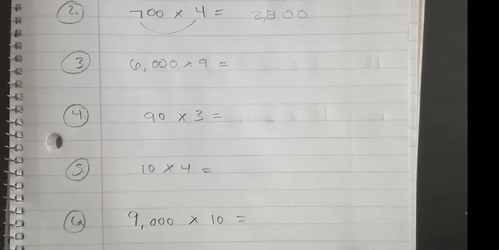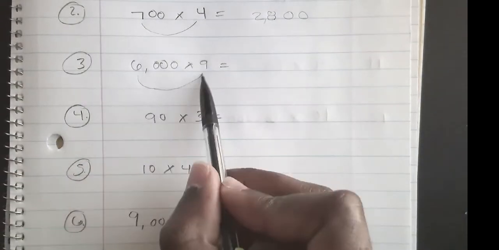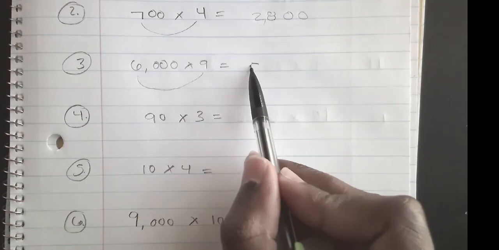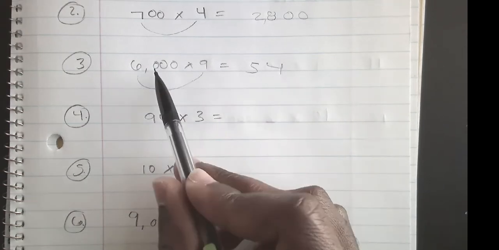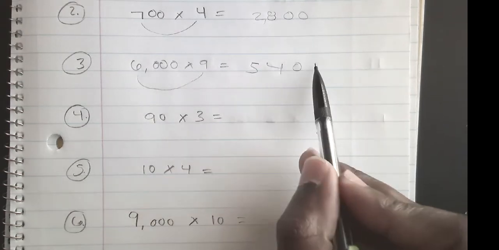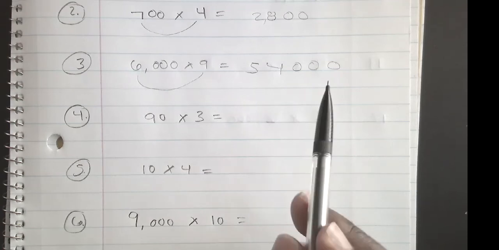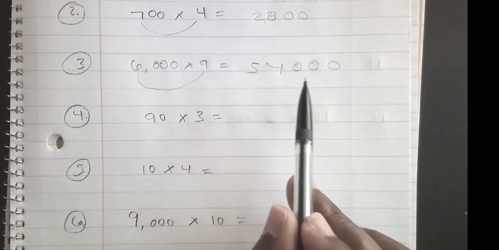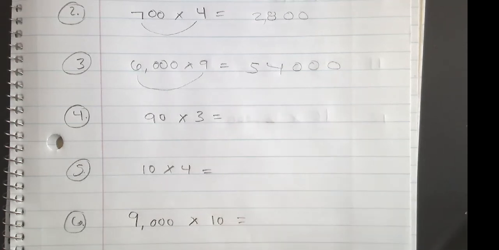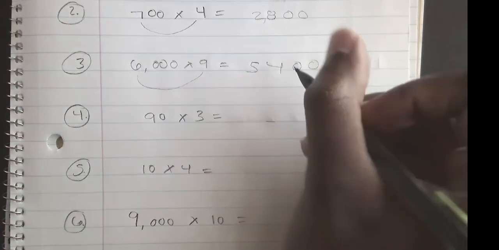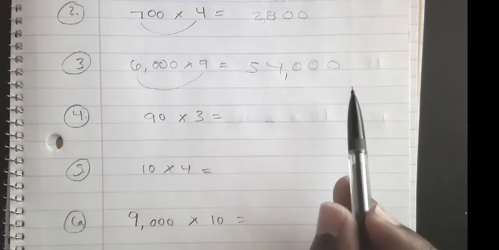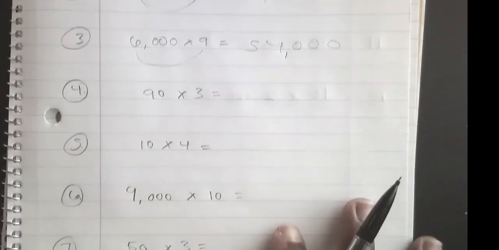Number 3, we have 6,000 times 9. So 6 times 9 we know equals 54. Then we add our 3 zeros that we see in our problem, 1, 2, 3. Now we're going to figure out where the comma is supposed to go. Remember, in between where the 3 digits are. So we're going to go ahead and make a comma right here. It should be 54,000 as your product. All right, make sure you can see that.